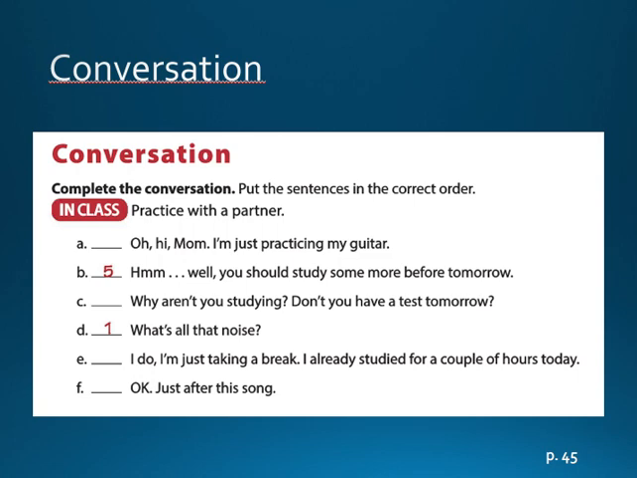On the next page, page 45, we have an extract of a conversation. Unfortunately, we can't practice with another person, but in this case, we need to order these sentences to make sense. How are we going to do it? Well, we have number 1, what's all that noise? So you need to add number 2 to the line that matches with this sequence. In this case, it's letter A. Oh, hi mom, I'm just practicing my guitar. Number 1, what's all that noise? Number 2, letter A. Oh, hi mom, I'm just practicing my guitar.